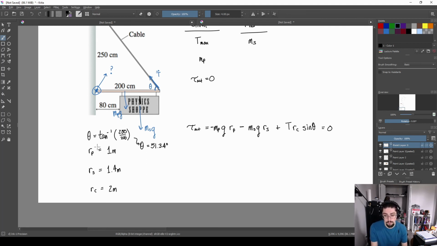How did I find R of P is equal to 1 meter? Because I know that the full pole is 2 meters long. The center of mass of that thing should be right smack dab in the middle. R of C, the rope, is pulling from the full 2 meters away from my pivot point.